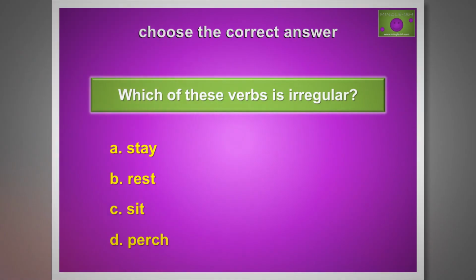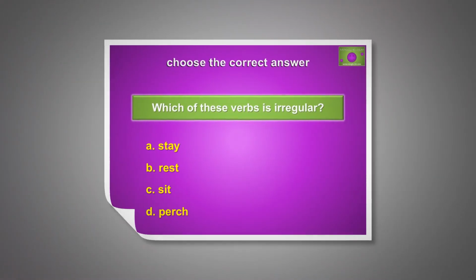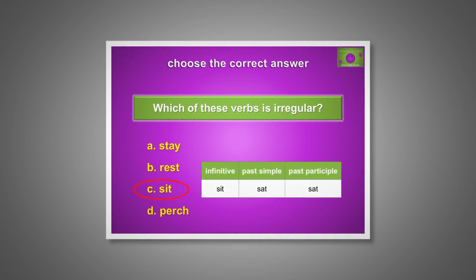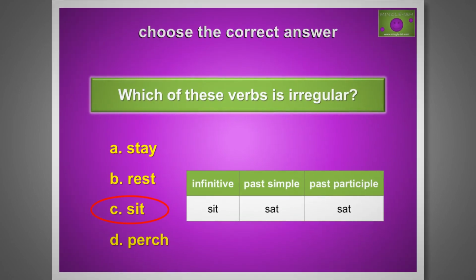4. Is it A, stay, B, rest, C, sit, or D, perch? The correct answer is C, sit. The past simple is sat, and the past participle is also sat.